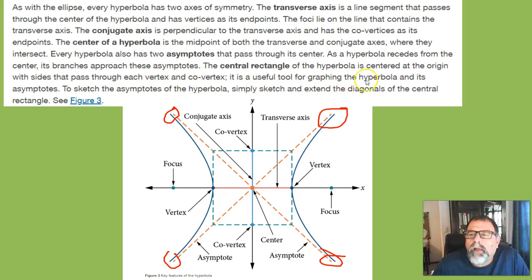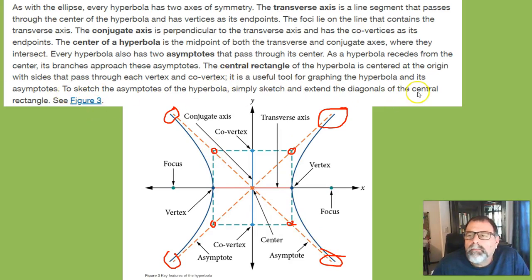It's a useful tool for graphing the hyperbola and its asymptotes, because the asymptote goes through the center and the diagonal corners of that rectangle. You make this fundamental rectangle, put your ruler down, and draw through the diagonal corners, and that gets you your asymptote. Same thing over here, so you get two of them, each through the center and the diagonal corners.